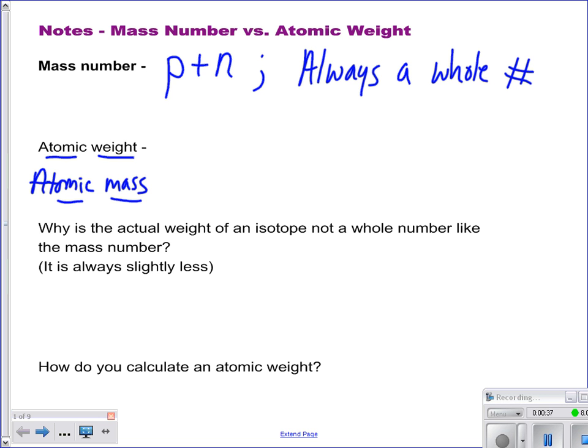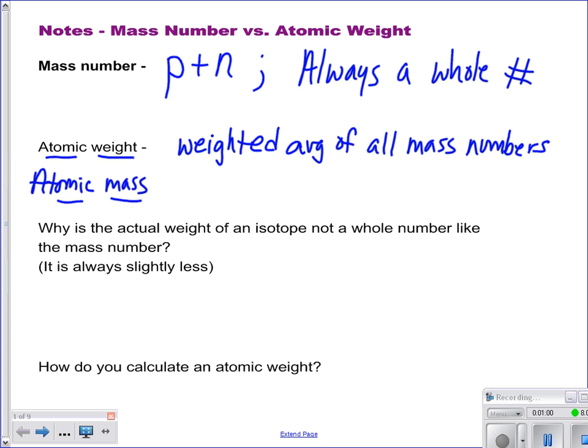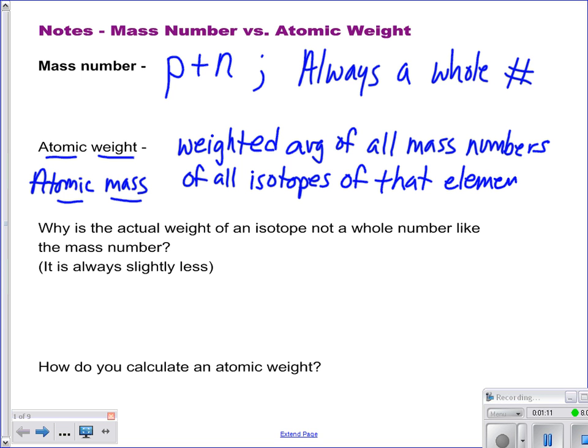And the atomic mass is a weighted average of all of the isotopes of that element. So all of the mass numbers of that isotope. So let's say weighted average of all mass numbers of all isotopes of that element. Again, this is what we see on the periodic table.